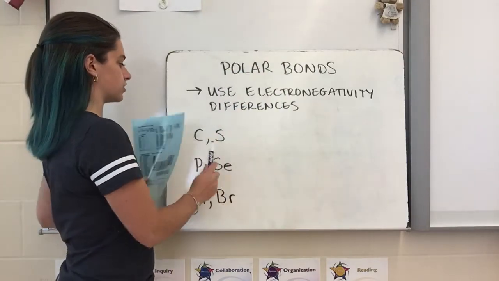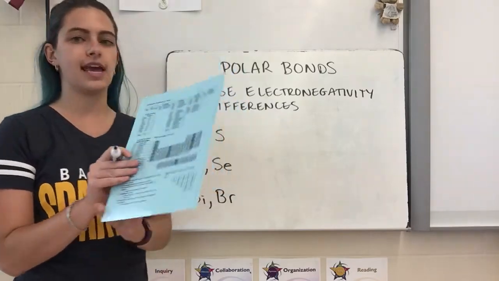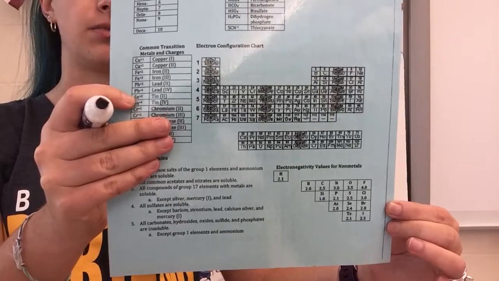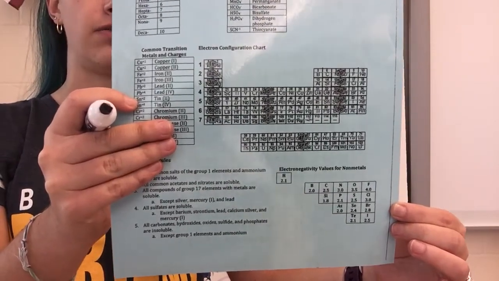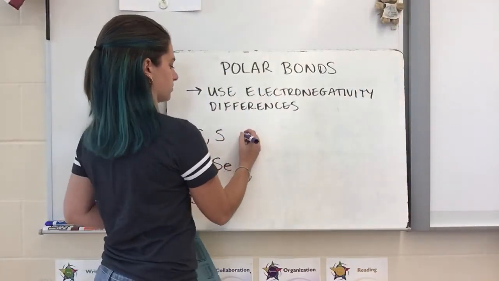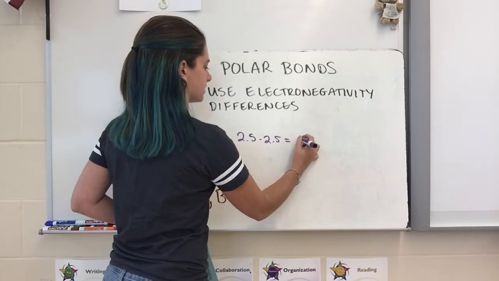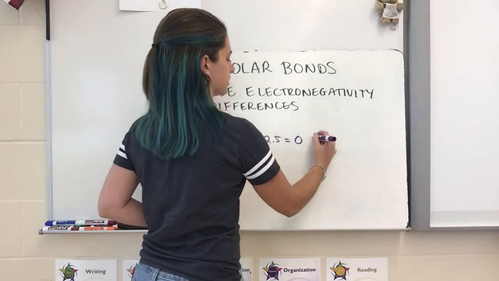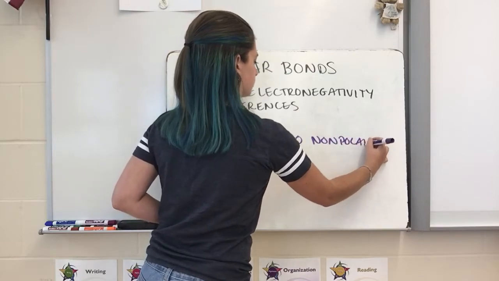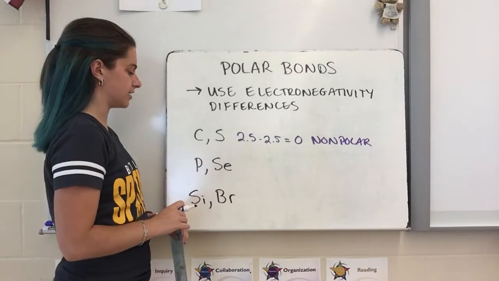Our first example is carbon and sulfur. If I look up carbon and sulfur on my table, I can see that the electronegativity value for carbon is 2.5, and the electronegativity value for sulfur is also 2.5. So if I subtract those two numbers, 2.5 minus 2.5, I get a difference of 0, which means that this is a nonpolar bond. Carbon and sulfur have an exactly equal pull on the electrons in that bond.